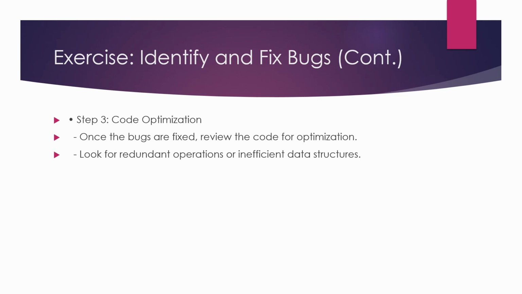Once you have identified the bugs, the next step is optimization. After fixing the bugs, review the code to see if there are any redundant operations or inefficient data structures. Look for areas where you can improve performance or memory usage.